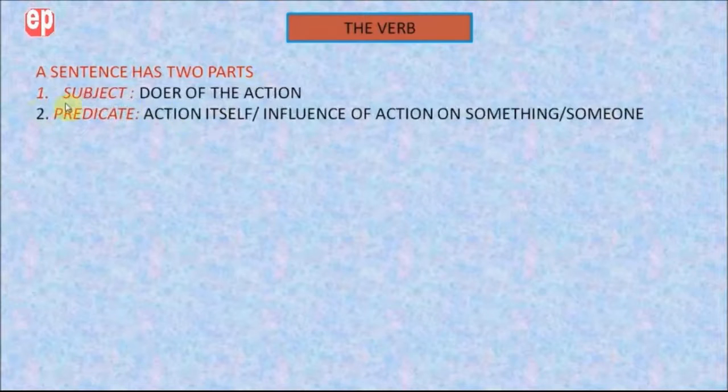Let's begin today's topic, the verb. To understand verb, let us first of all understand the parts of a sentence. A sentence has two parts. First, subject, which is the doer of the action, and second, predicate, which is the action itself or the influence of the action on something or someone. Let's try to understand through examples.